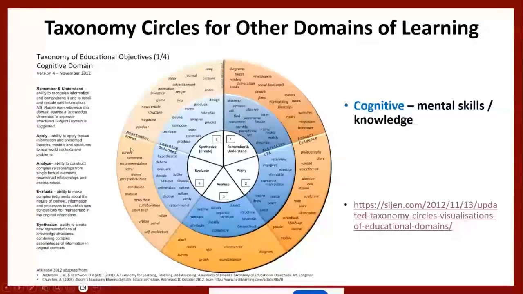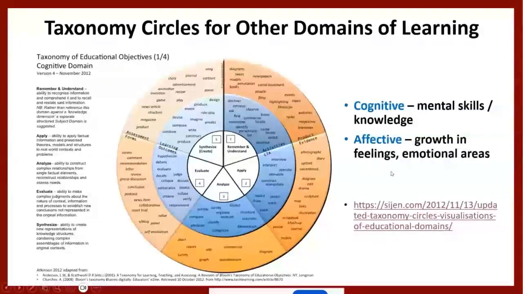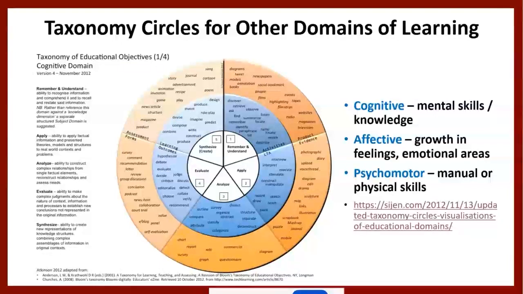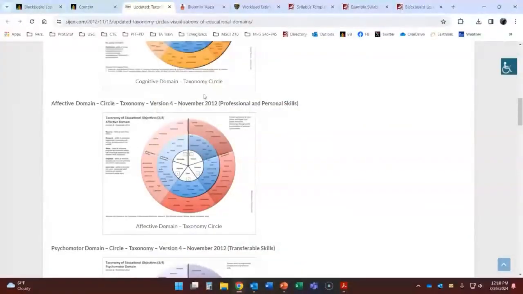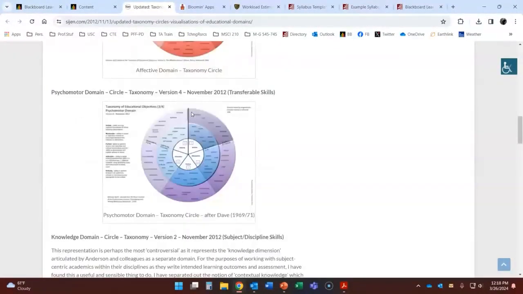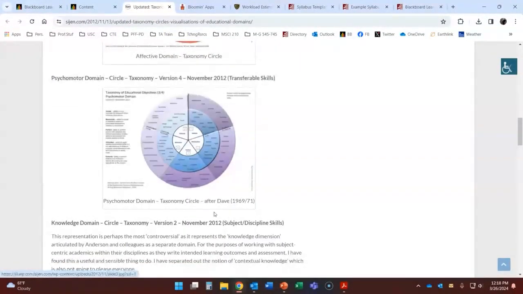cognitive domain. But he also has those for not just cognitive, but also the affective domain of thinking, so growth and feelings, emotional areas, as well as the psychomotor, motor skills, manual skills, physical skills. And this then helps you with developing, thinking about assignments and assessments that you can use. How would you design them? What would you do? And so he has these things available for you to look at.